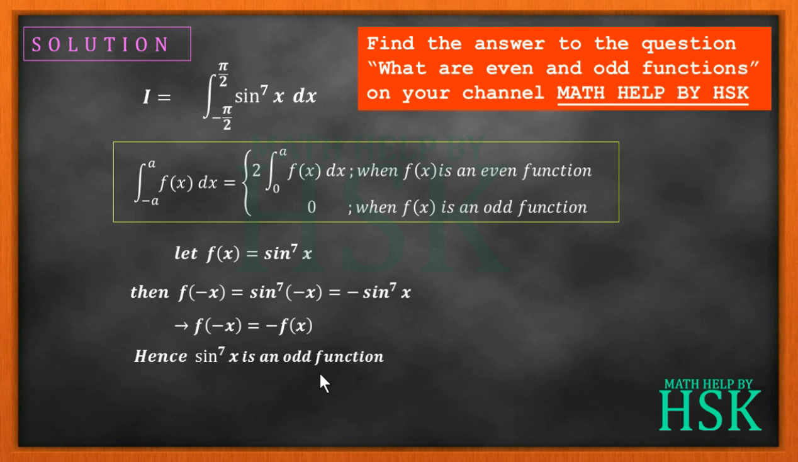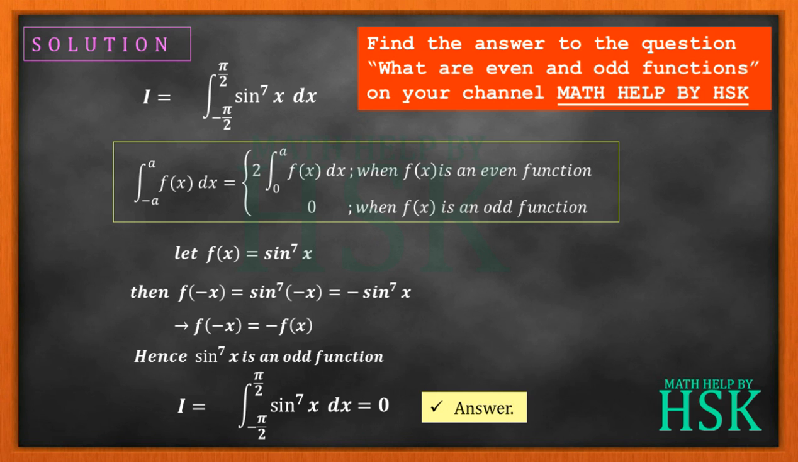Now because fx is an odd function, therefore this definite integral I is equal to 0 by using this property that the integral of fx dx from minus a to a is equal to 0 when fx is an odd function. So this is our required answer.